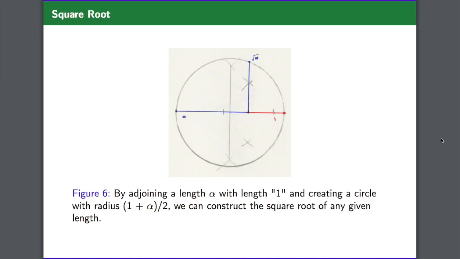Next, we have square roots using straight edge and compass. And how we do this is we create a circle with a diameter 1 plus alpha. So it has a radius (1 plus alpha) over 2. And then we create a perpendicular to this segment at the point where 1 joins alpha. This is not a perpendicular bisector, just a perpendicular. So this perpendicular segment intersects the circle at the point square root alpha, or at the length square root alpha. So it's really interesting. You can actually take square roots using nothing but straight edge and compass alone.